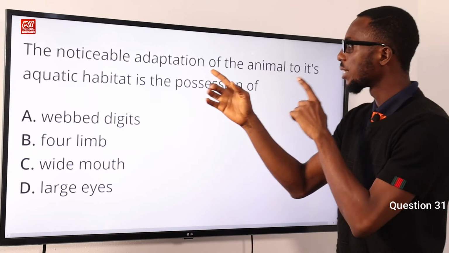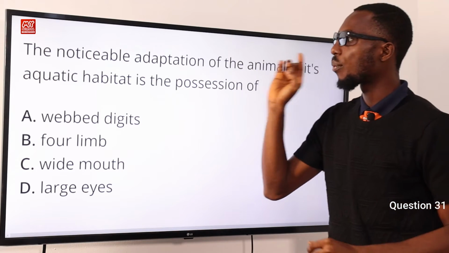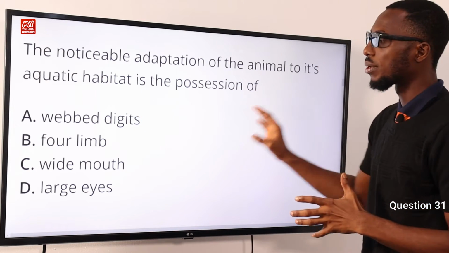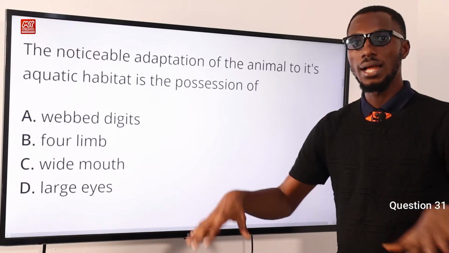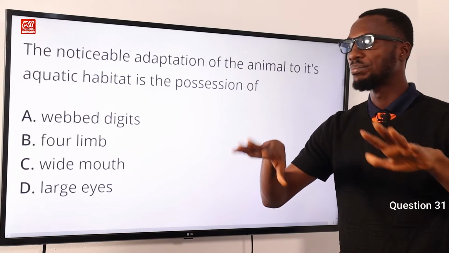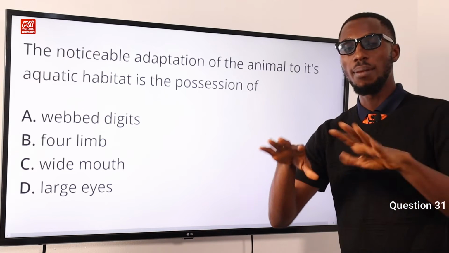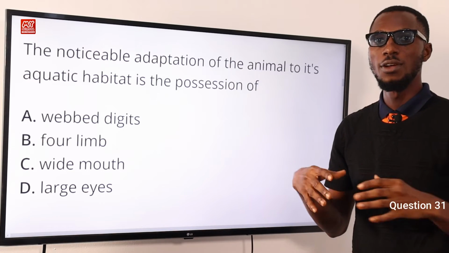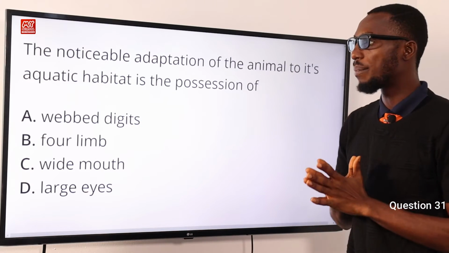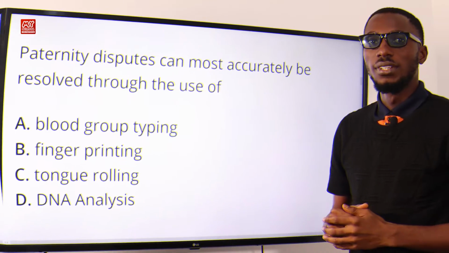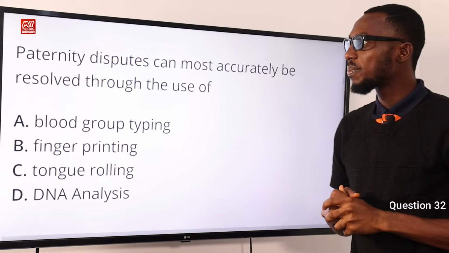So the noticeable adaptation of the frog to its aquatic habitat is the possession of what? Of webbed digits. This allows for faster and longer swimming, just like a paddle for a canoe. So the correct answer is option A for webbed digits. Let's tackle question 32.